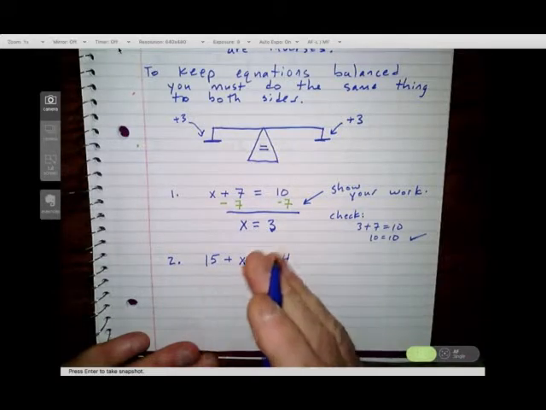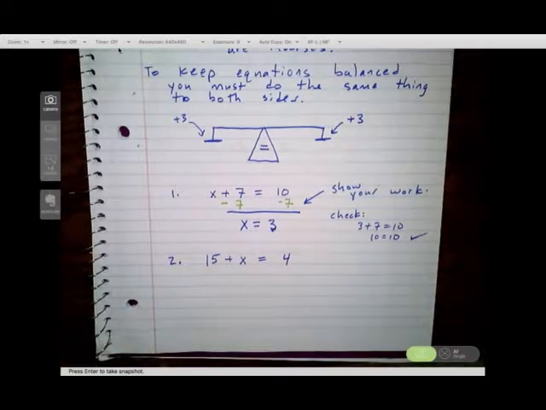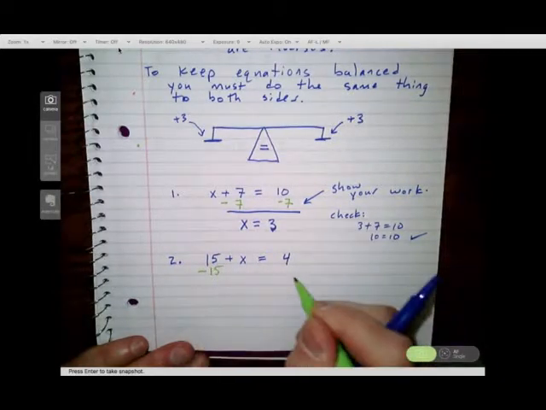So let's think about making a zero. How can I make this 15 turn into a zero? What can I do to it to make it into a zero? Well, just like we did here, we're going to subtract 15 from both sides.